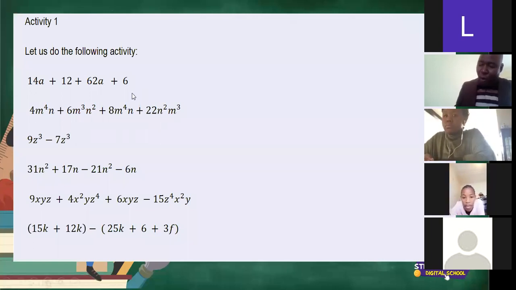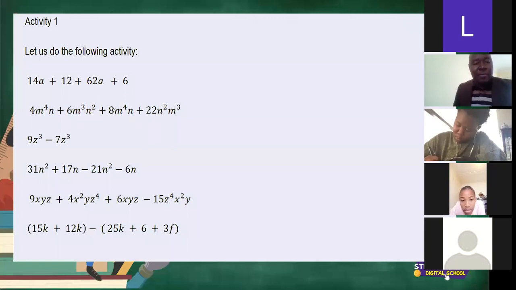The second one is 4m to the power 4, n, plus 6m cubed, n squared, plus 8m to the power 4, n, plus 22n squared m cubed. Can you simplify this algebraic expression by collecting the like terms? So I'm giving you a chance now. Simplify the second one and collect the like terms.